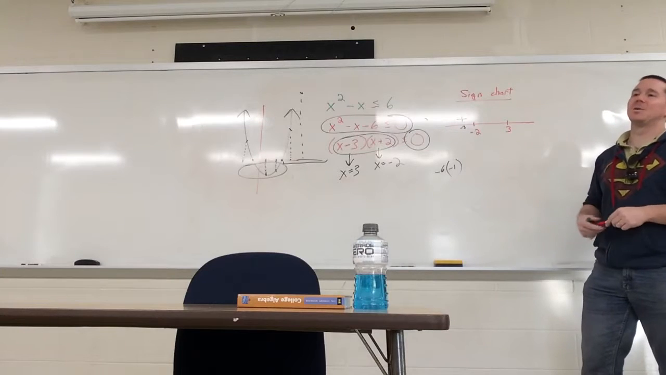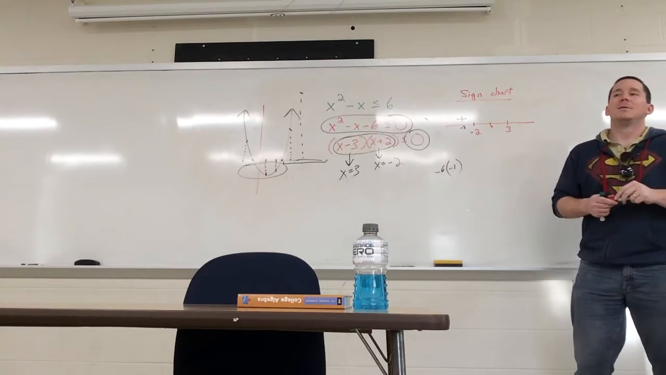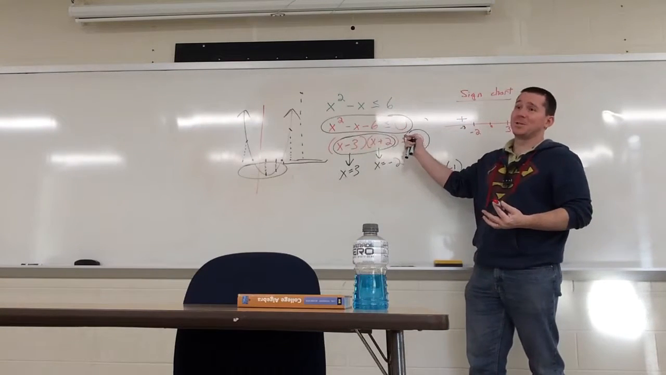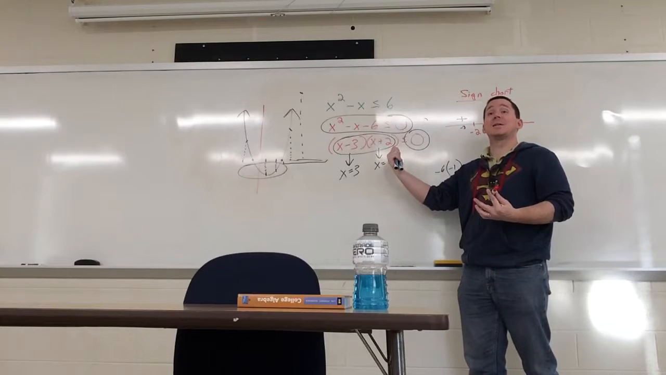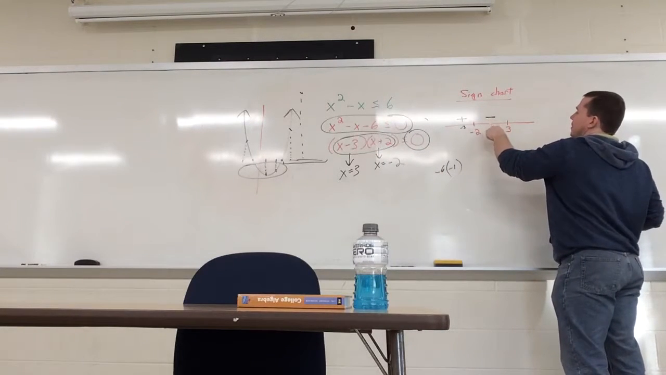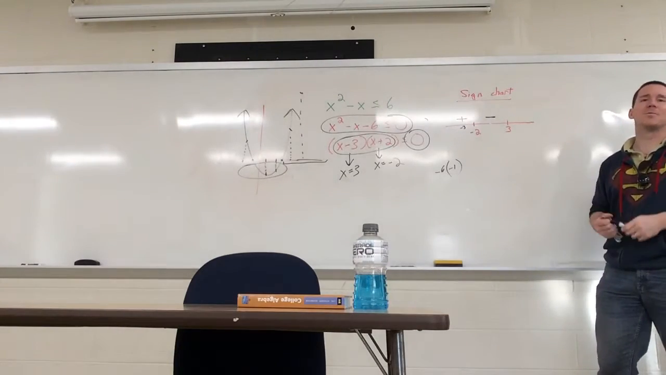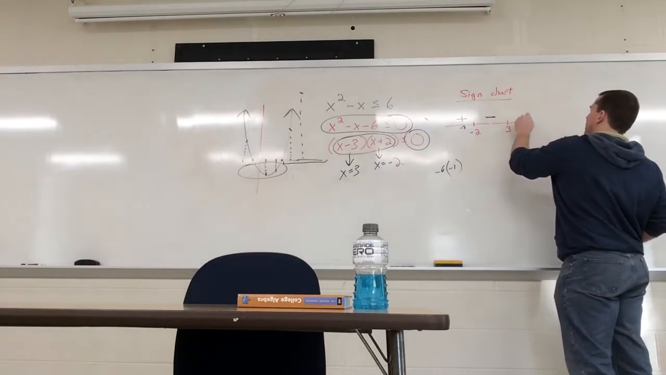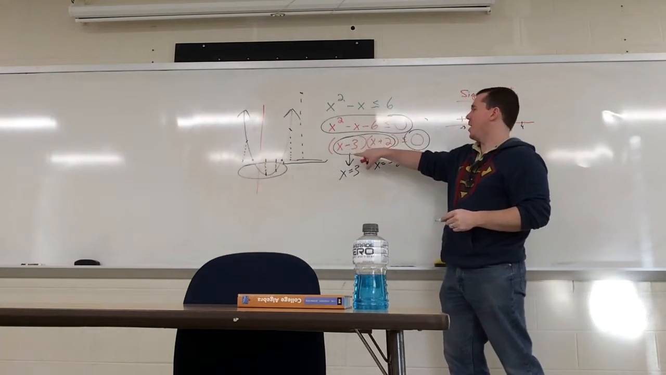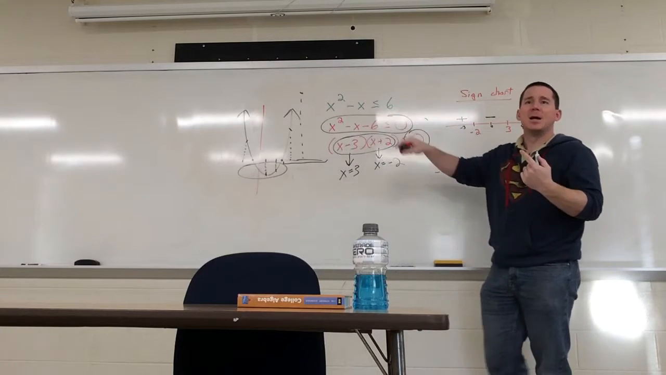In here, between -2 and 3, pick 0, because it's 0. Plug it in. 0 minus 3 is -3. 0 plus 2 is 2. -3 times 2 is -6. And again, all we care about is negative. Pick something greater than 3. Might as well go with 4. 4 minus 3 is 1. 4 plus 2 is 6. 1 times 6 is 6. Positive.